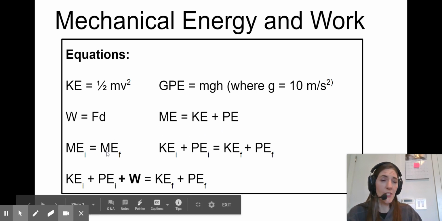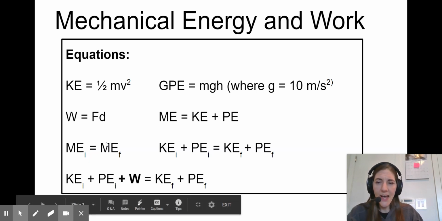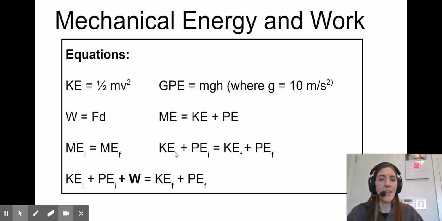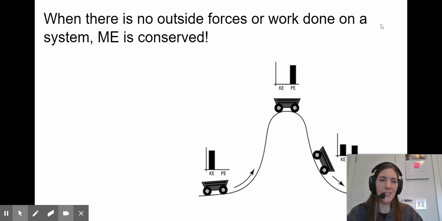In the case where mechanical energy is conserved in a system, mechanical energy initial is going to equal mechanical energy final. If we expand that out, because mechanical energy equals KE plus PE, we get kinetic energy initial plus potential energy initial equals kinetic energy final plus potential energy final. Lastly, kinetic energy initial plus potential energy initial plus work equals kinetic energy final plus potential energy final. This is the case where work is done on a system. All right, so let's get started.